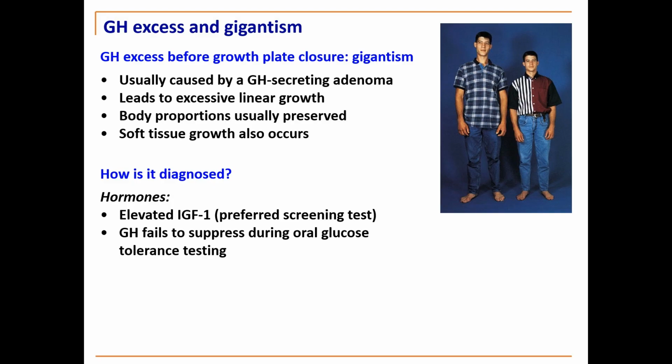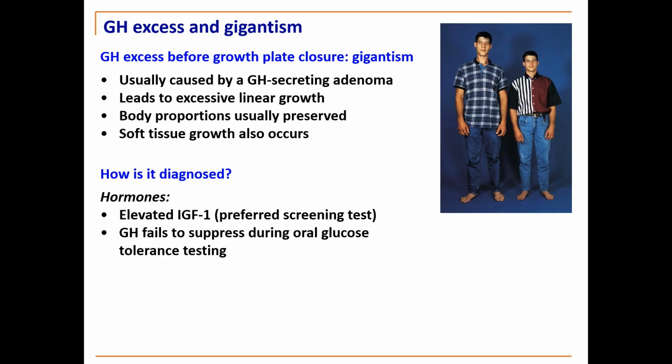So what you do is you give an oral glucose tolerance test. You provide someone with glucose, and that would normally suppress growth hormone because there's lots of glucose, you don't need the growth hormone to be released. So normal individuals suppress growth hormone, whereas patients with excess growth hormone fail to suppress that growth hormone. So that's your test to distinguish what's happening there.